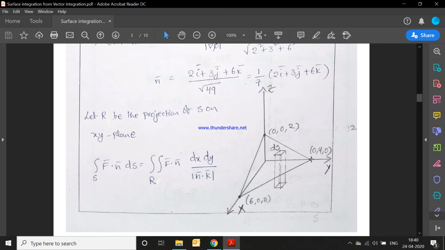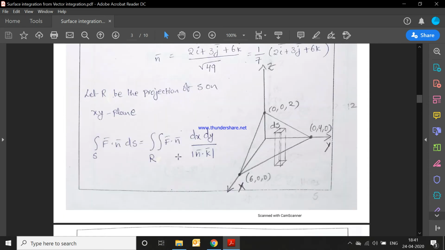This triangle shape is the given surface, and from this surface we can take a small part dS and its projection on the xy plane. So let R be the projection of S on the xy plane. The formula for the xy plane is the integral over S of f bar dot n bar dS equals the double integral over R of f bar dot n bar dx dy by the modulus of n bar dot k bar. First you have to find f bar dot n bar and n bar dot k bar and substitute in this formula.